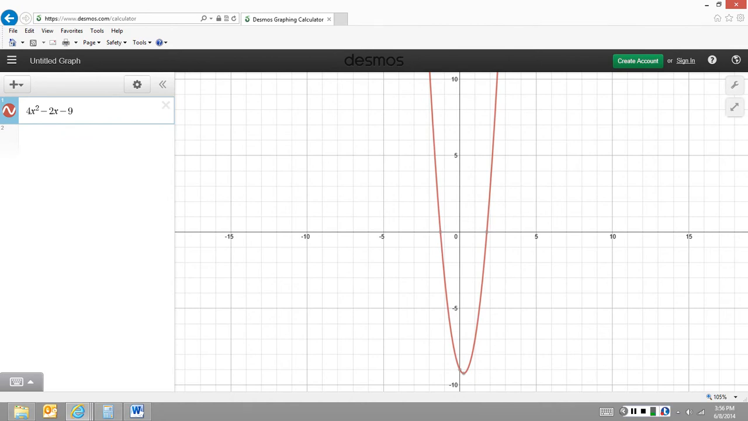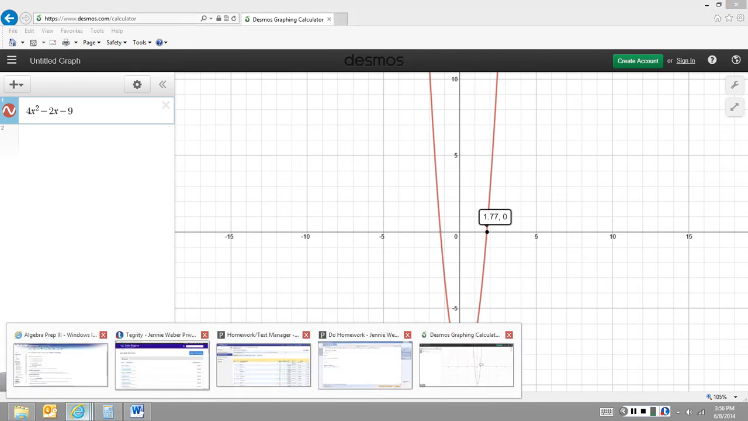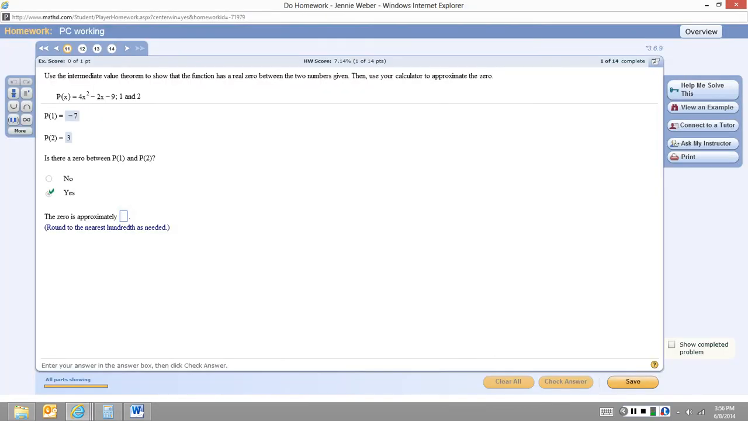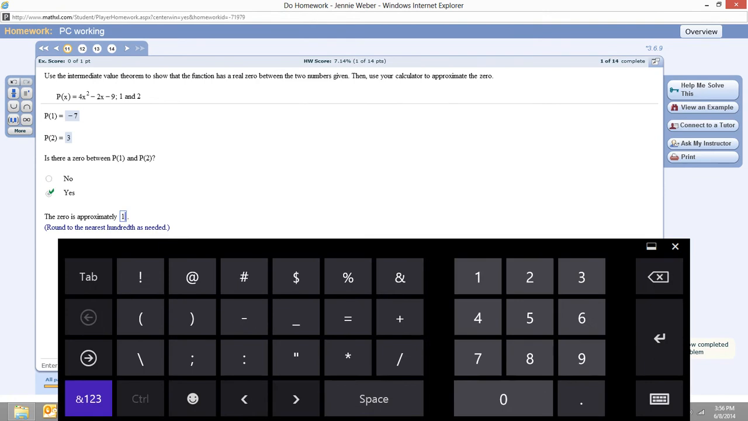We have a 0 between 1 and 2 here, and I can click on this and get it's 1.77 or 1.8. Let's see what it wants. It wants the nearest hundredth, so 1.77.